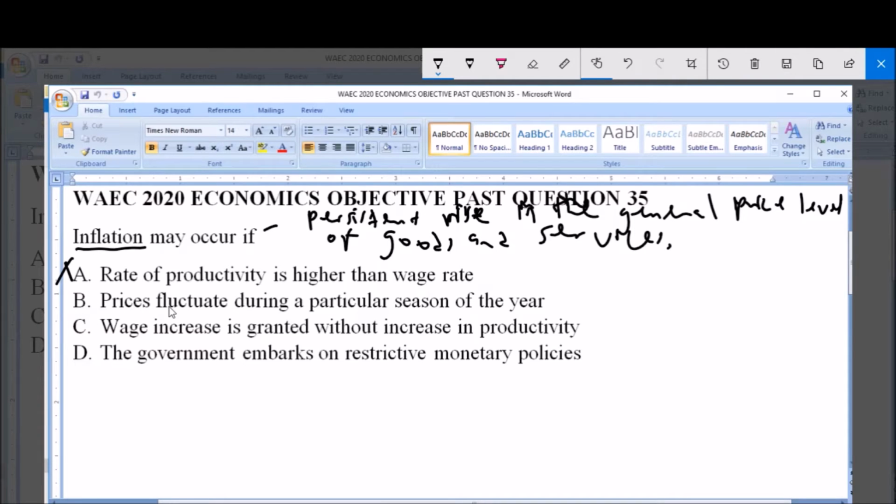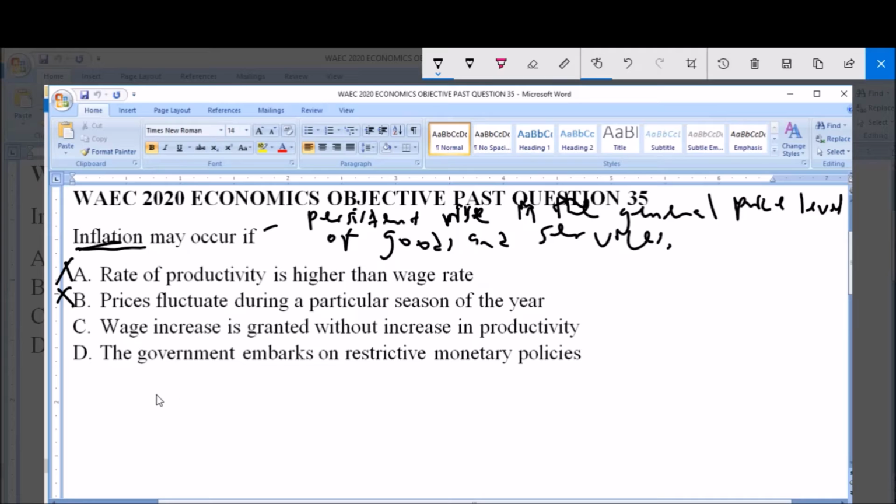Option B says prices fluctuate during a particular season of the year. This option also cannot be linked directly to inflation. Fluctuation of prices during a specific season cannot directly relate it to inflation.